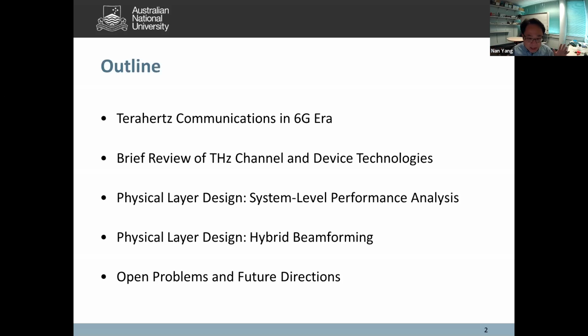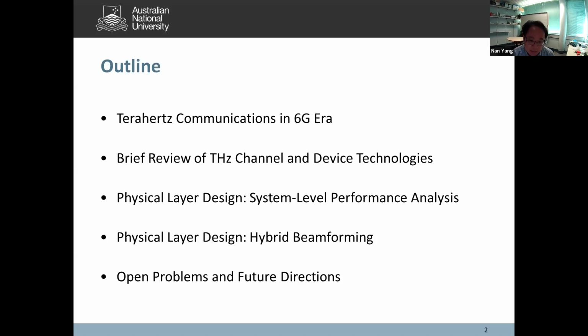I have to say that I'm not an expert in terahertz channel modeling and device technologies. But as a scientist doing physical layer design, it's a must for us to know the basic knowledge about the channel properties, as well as the properties and the constraints of the terahertz devices, such that we can perform feasible and successful design.